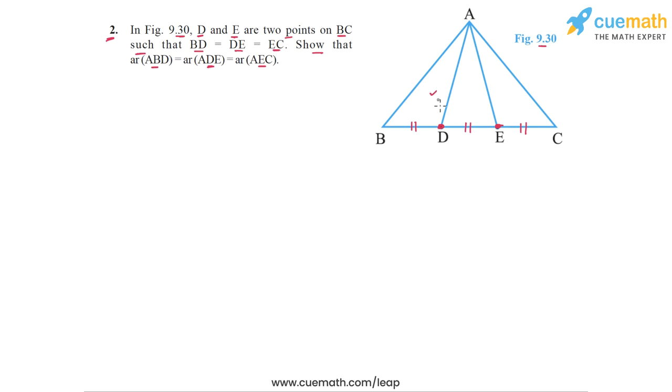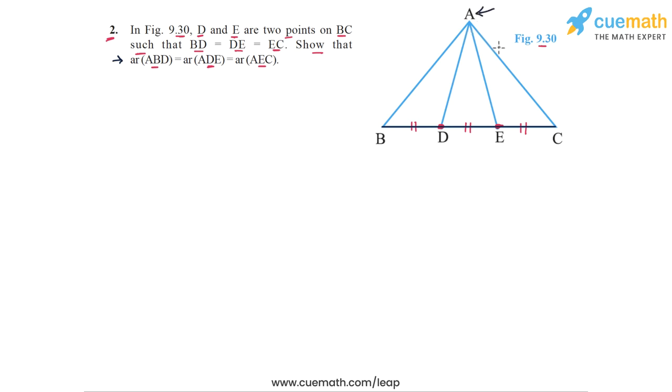So ABD is this small triangle, ADE is this small triangle and AEC is this small triangle. These three triangles have equal areas is what we have to show. Now showing this result is actually quite easy. All we need to do is to observe that the bases of these three triangles, BD, DE and EC, lie on the same segment BC and they reach up to the same point.